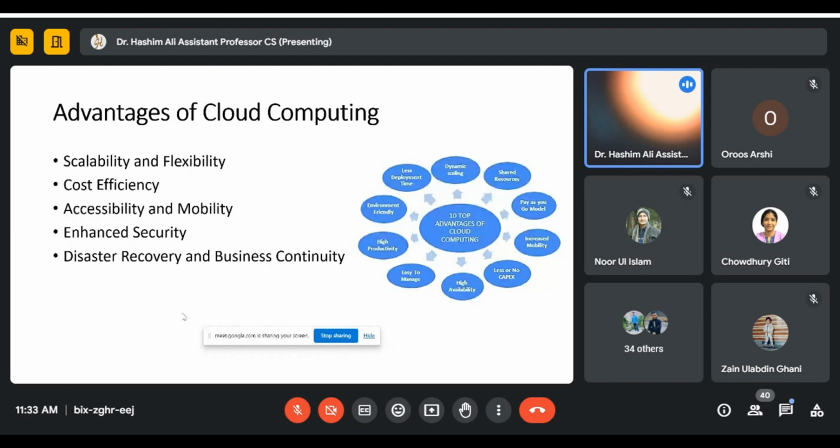So we said cost efficiency or cost saving is achieved when we are using the cloud computing paradigm. Then we have accessibility and mobility. We have discussed the global accessibility and mobility: the service can be used by anyone who has access to the internet, so he or she can easily utilize that resource or that service as a service.